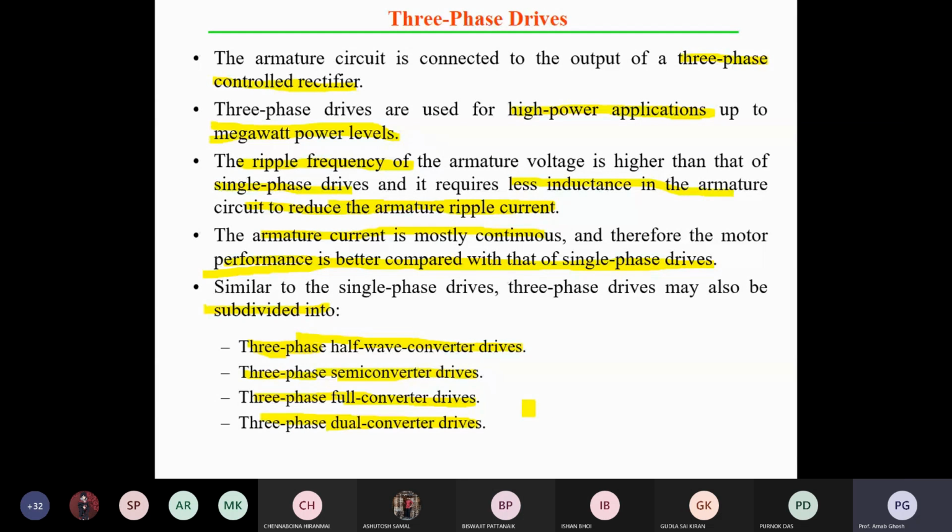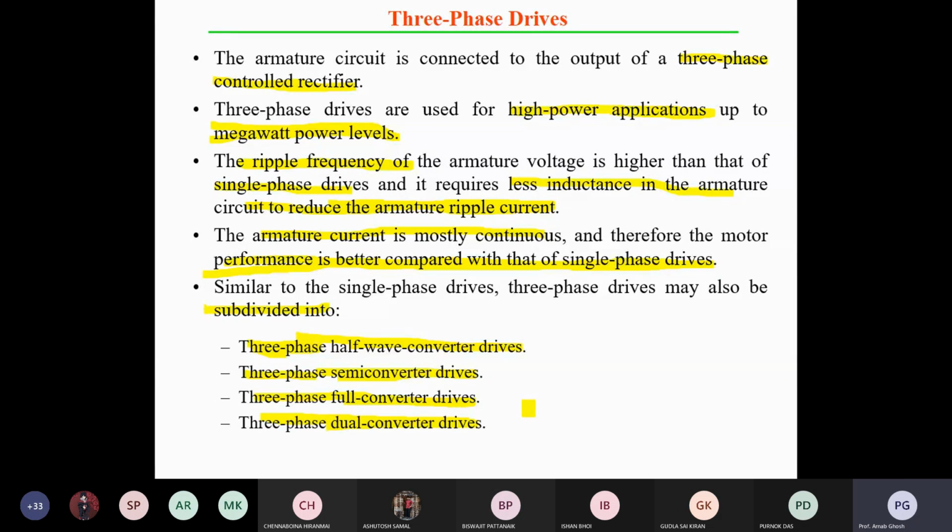So in that case you have to go for the dual converter, where you can vary the firing pulse with the summation equal to pi. Okay, some conditions are there. Now we can discuss the closed loop control of DC drive.